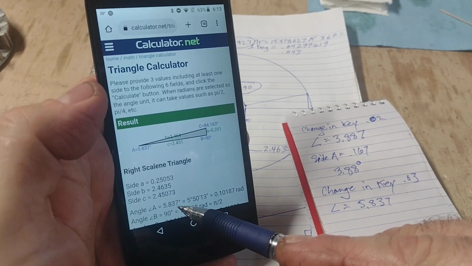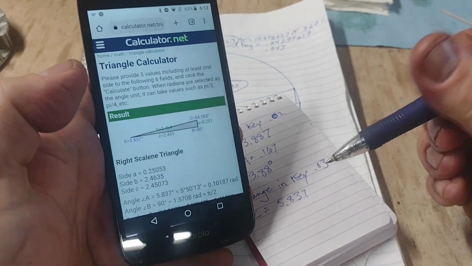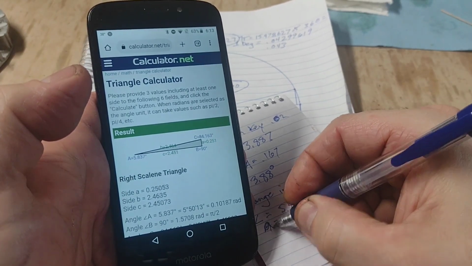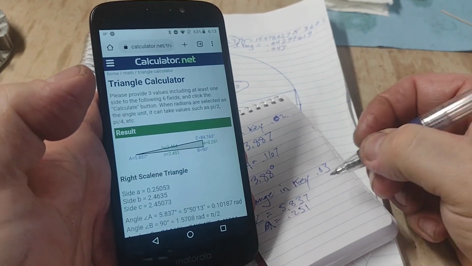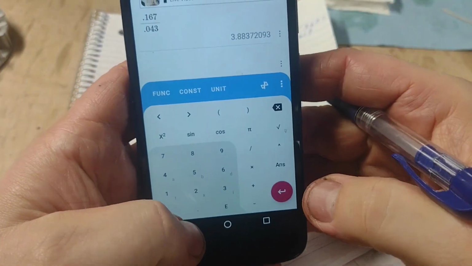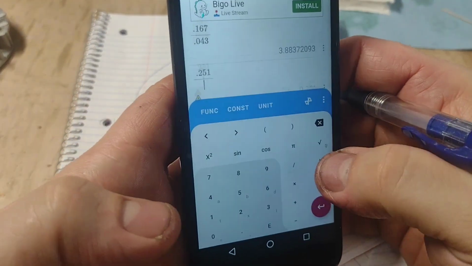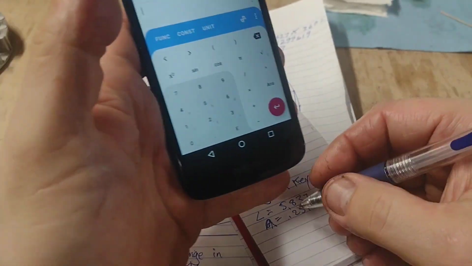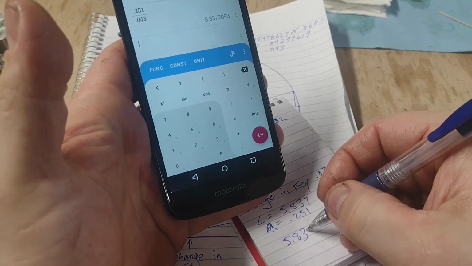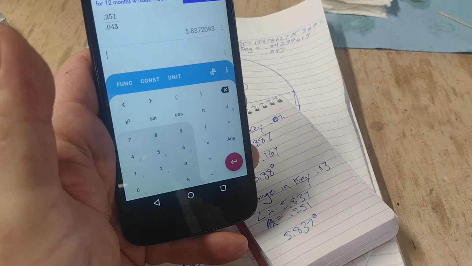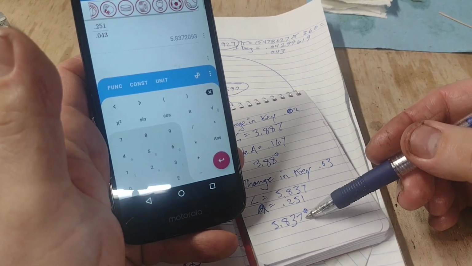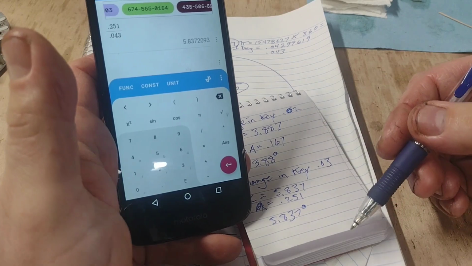2.4635, angle 5.837 gives us side A is, and that's A, 0.251. So divide 251 by 43, which is 1 degree, 0.251 divided by 0.043 gives us 5.837 degrees. So from that, we figured it out 2 times. We can really figure this out.